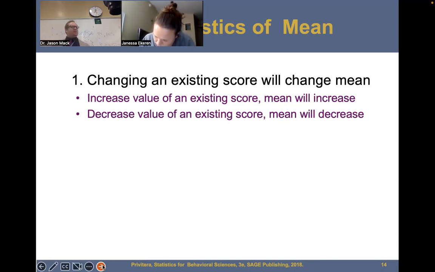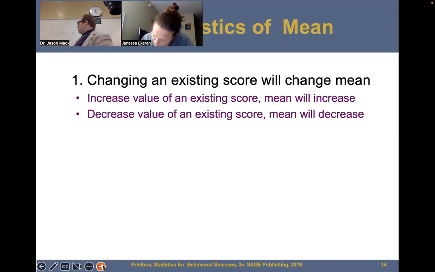That would make sense because your sum is going to be higher and then you're going to divide by the same amount of numbers. So if you increase one value, of course your mean is going to be higher because all the numbers affect the mean. If you decrease the value of any one of your list of scores, the mean is going to decrease because you're going to get a lower sum and you're going to divide by the same number.